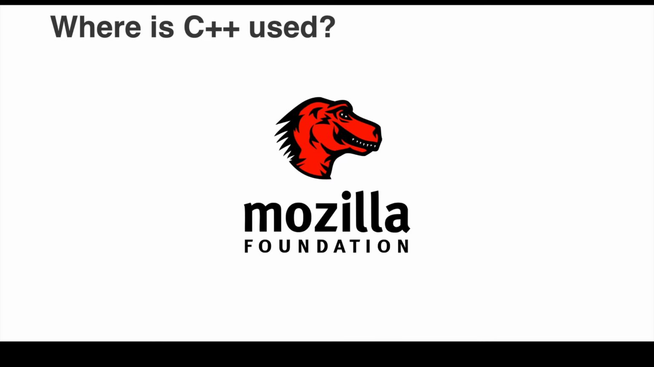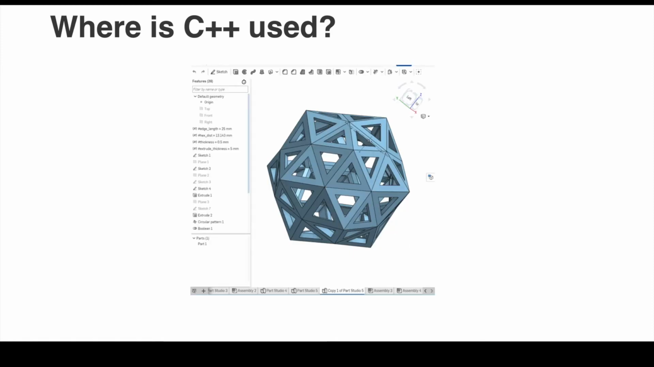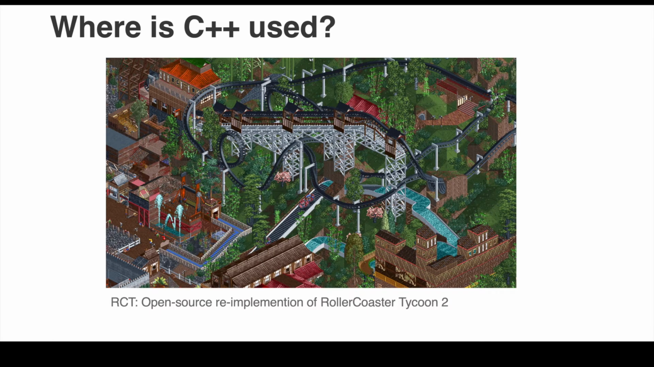So you might be wondering, where is C++ used? It's used in many, many different places, one of which is the Firefox browser and a lot of code and projects that the Mozilla Foundation does. Another place where it's used is in CAD software, so computer-aided design software. These are often written in C++. A third place is in games. So there's an open source version of Roller Coaster Tycoon, if anyone likes to play that, with an open source implementation in C++.